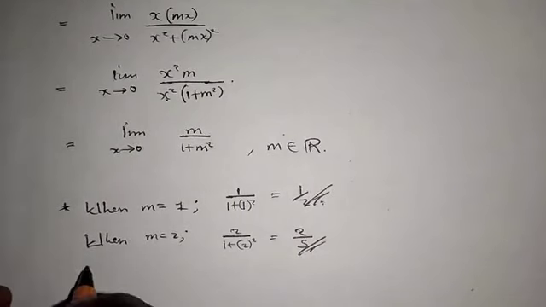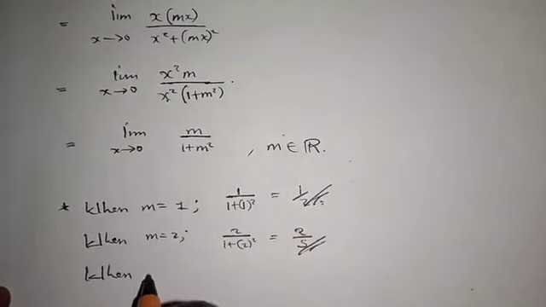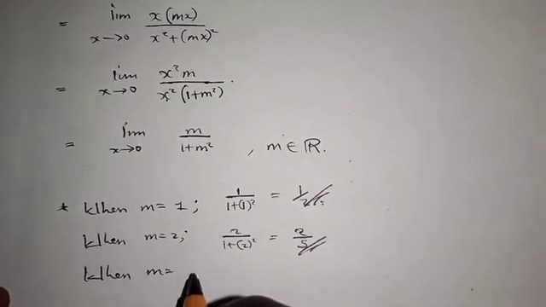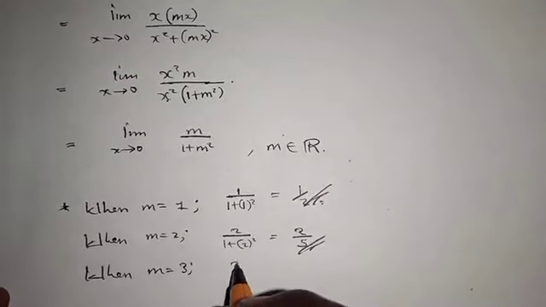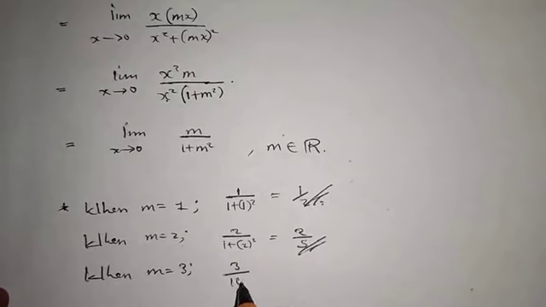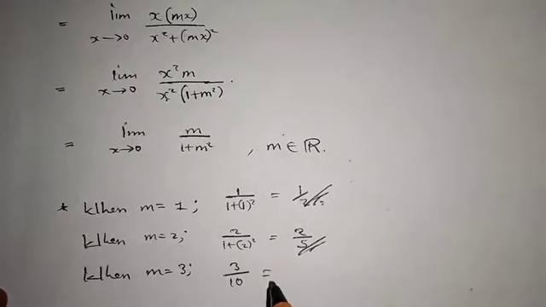Now if we try the last one, so that we verify something here, when m is equal to, it could be any other value that you are comfortable with, say 3, you're going to have 3 over 10, which is going to be 0.3.